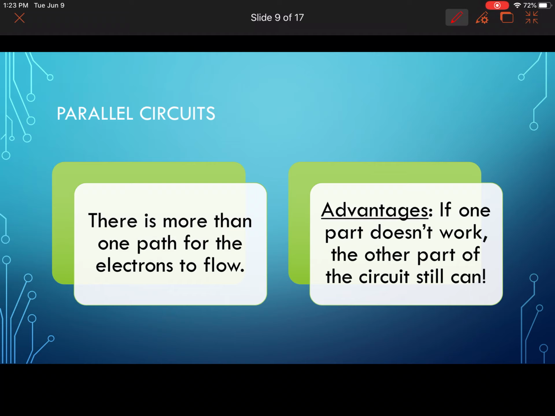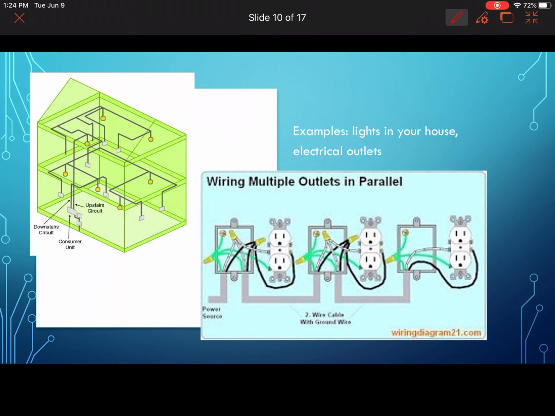We have something called parallel circuits. So there's more than one path for the electrons to flow here. So you can copy down this diagram here. So there's choice, essentially. The advantages of this is that if one part of the circuit doesn't work, the other part of the circuit still can. So this is a much better way to have your circuits. So here are some examples here.